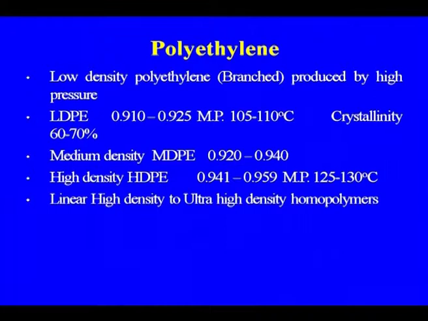So as I told you, we are making different grades of polyethylene. Low density polyethylene is branched and produced by high pressure. So LDPE, medium density, depending upon the density, 0.920, 0.940. Depending upon the density you can differentiate, and even the crystallinity is also changing. For LDPE, a slight difference in the melting point is also there, and the linear high density to ultra high density homopolymer we are also making. So these are the broad grades of polyethylene that we are making.